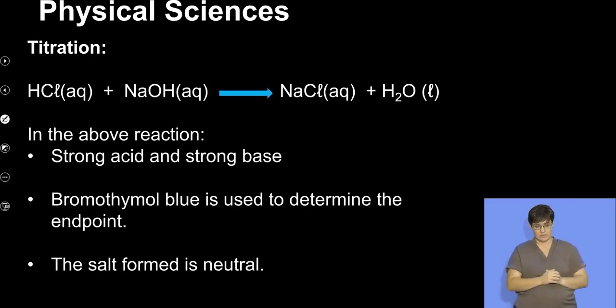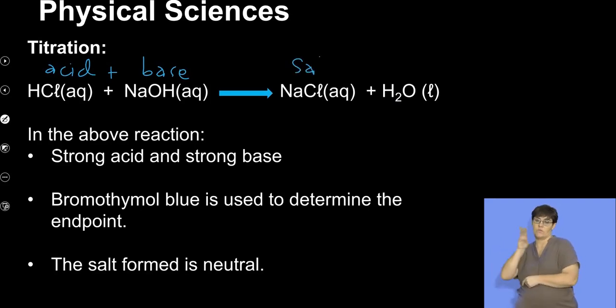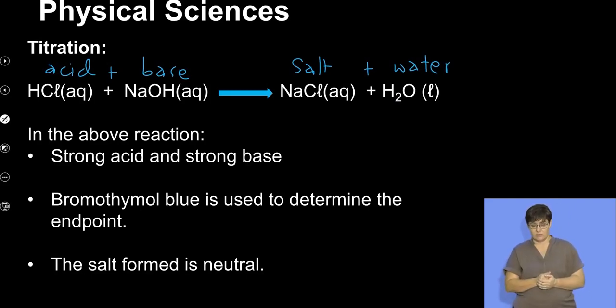Here's an example of a titration. We've got hydrochloric acid and sodium hydroxide to give us a salt and water. The general reaction is that when an acid reacts with a base, we get a salt as well as water. So that's the generic reaction as far as an acid and a base, be it strong or weak, it certainly doesn't matter. So a strong acid, in this case HCl, reacts with a strong base, which is sodium hydroxide.